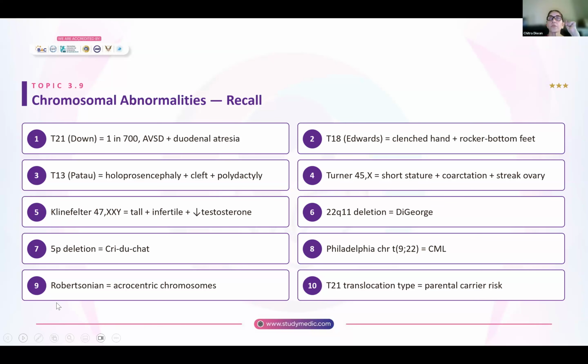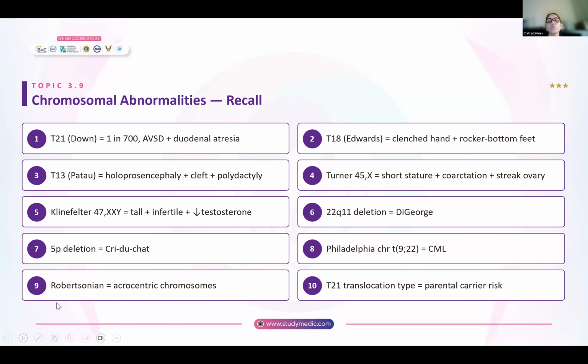Turner 45X is also called monosomy X. So you get short stature, coarctation of the aorta, streak ovaries. Klinefelter, you could say an extra X chromosome, because they are phenotypically males and also genotypically, because a male Y chromosome is there. So they are tall, infertile, and have primary testicular failure leading to low testosterone levels.